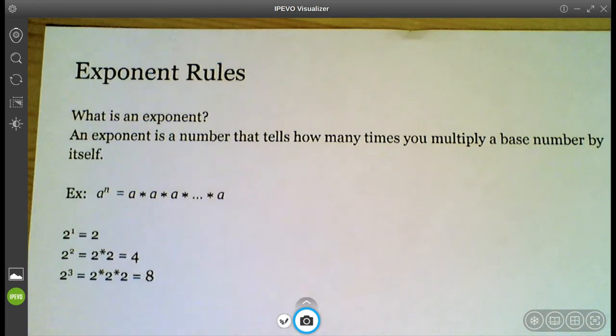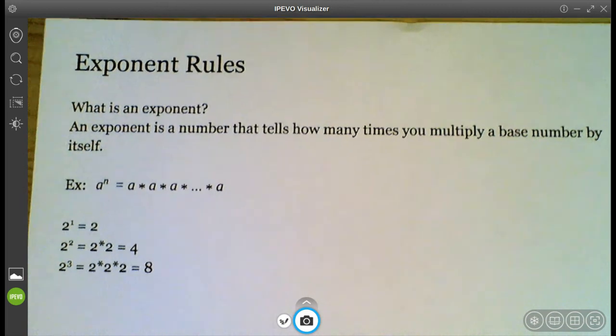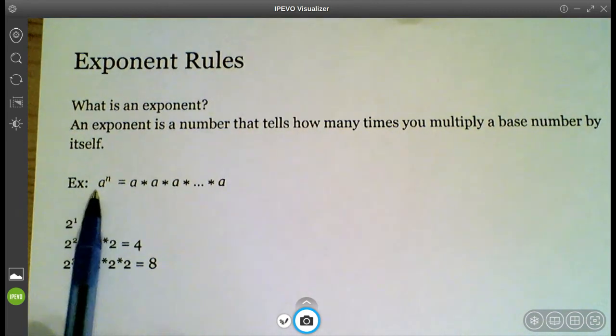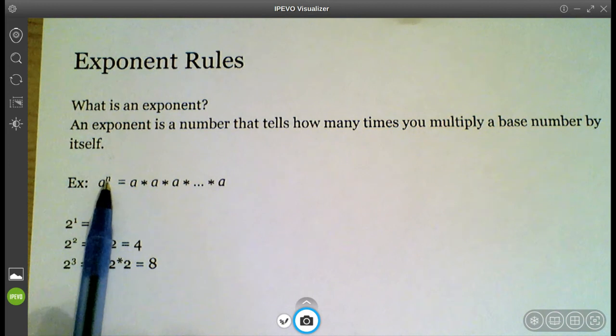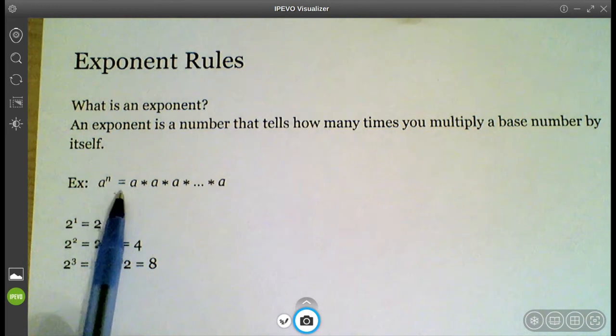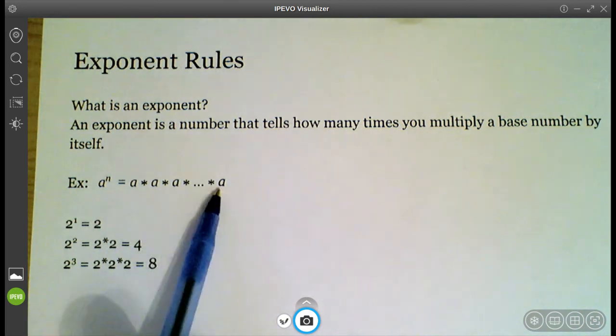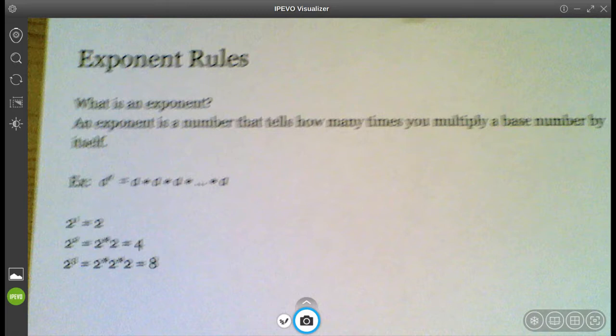Hi, today we're going to take a look at some exponent rules. Now you might be wondering, what is an exponent? An exponent is a number that just tells you how many times you're multiplying a base number by itself. For example, a here is the base, n is your exponent. We would read this as a to the nth power. And that just means we're taking a, the base number, times itself, n number of times.